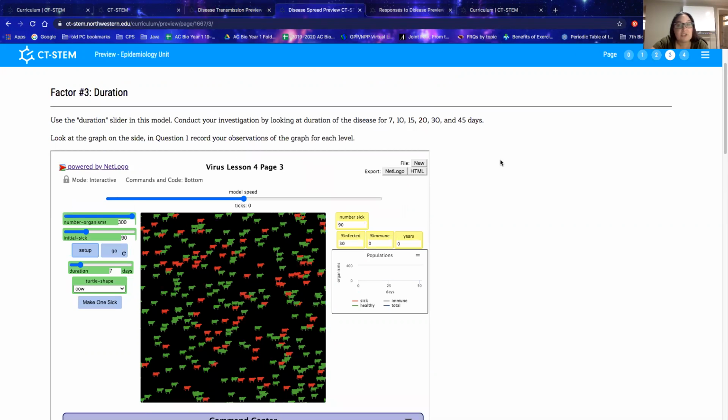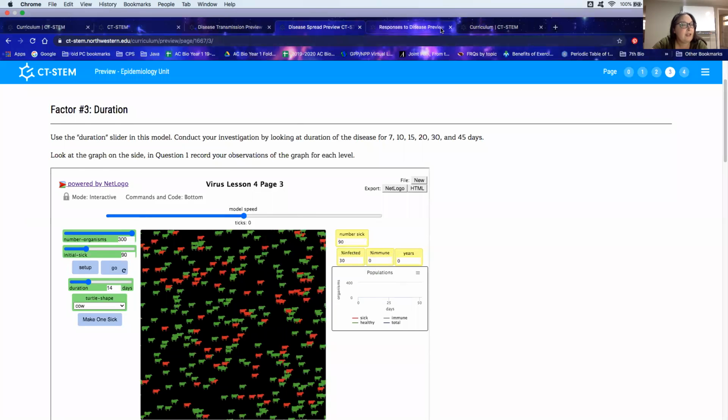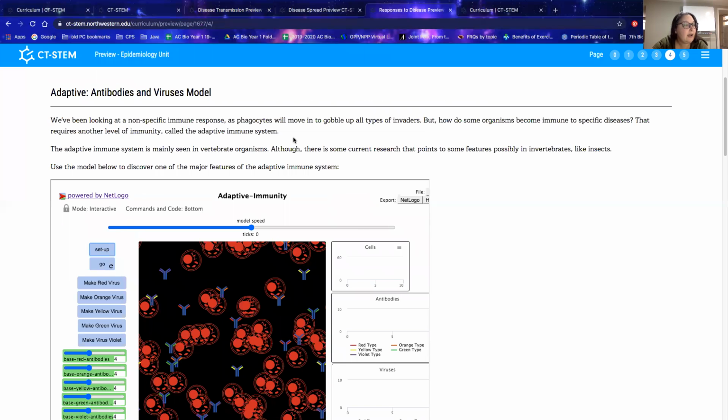In the next one, they look at 4 factors of spread. One of them is the duration, how long the disease remains and is contagious in an organism. So they can look at a shorter duration versus a longer duration and play around with it, and collect some data over here. They do that for 4 and come up with these 4 major factors.